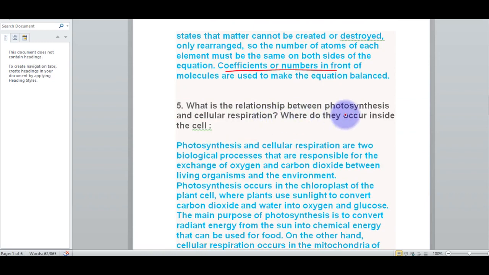The next question is, what is the relationship between photosynthesis and cellular respiration?